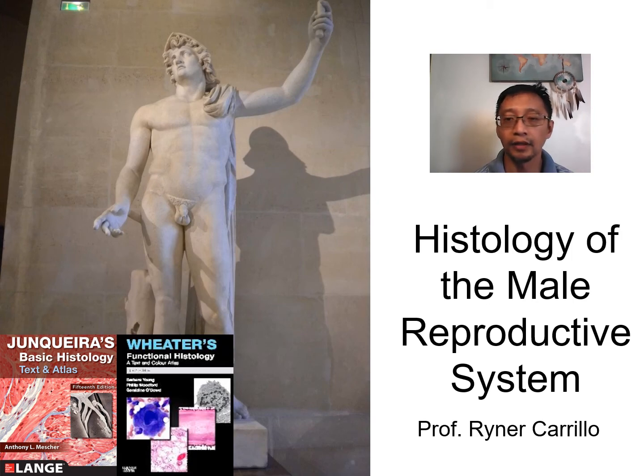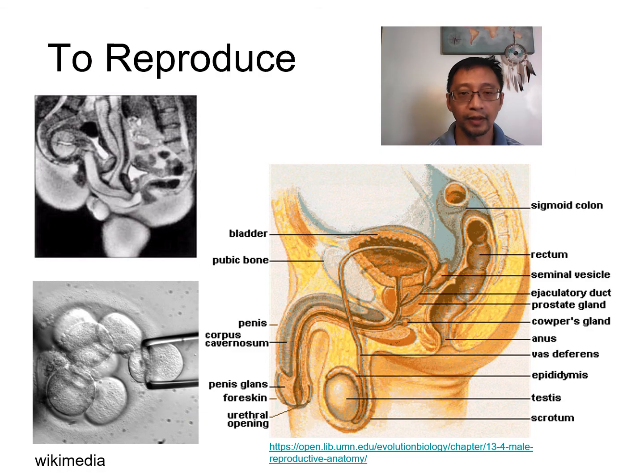Hello. The histology of the male reproductive system. The male reproductive system consists of your testes, you have a pair, and they are extra-abdominal in location. They are encased in your scrotum. Behind your testes, you have your epididymis, which is dorsally located, and it drains into your vas deferens.